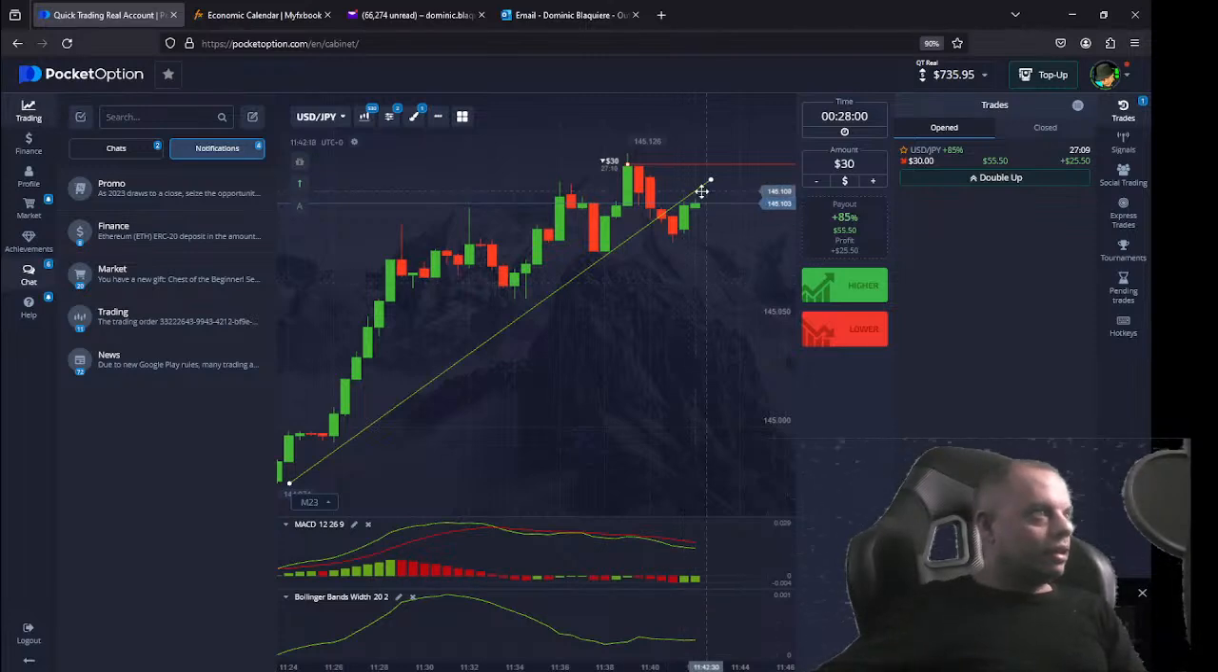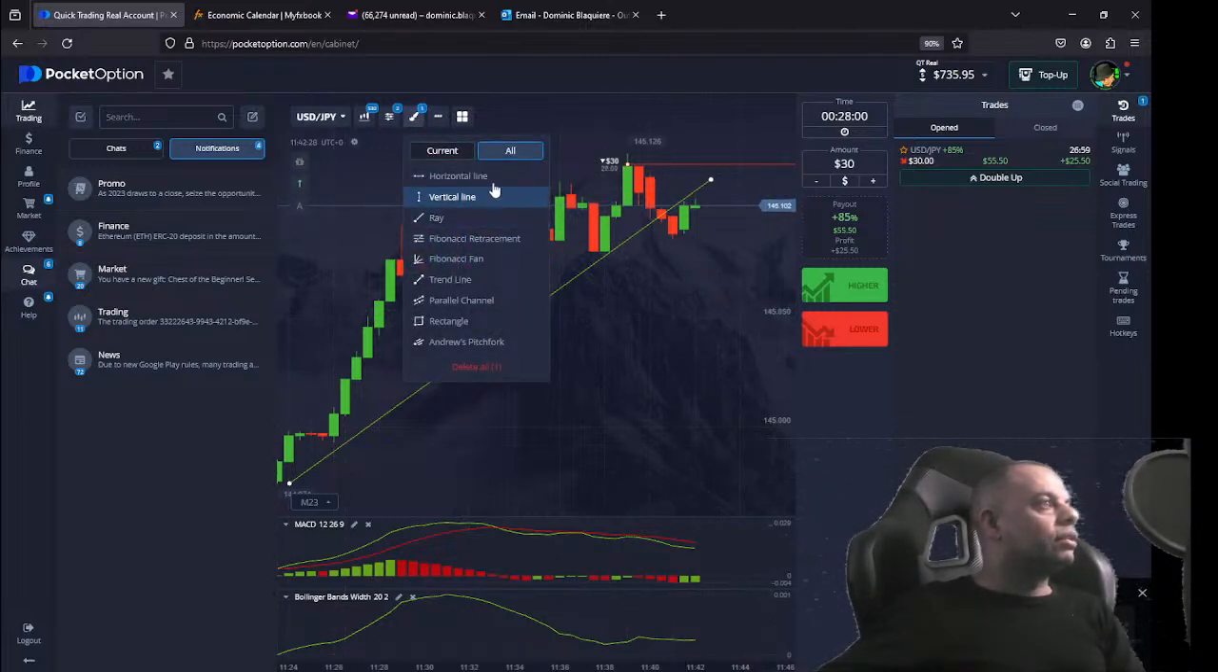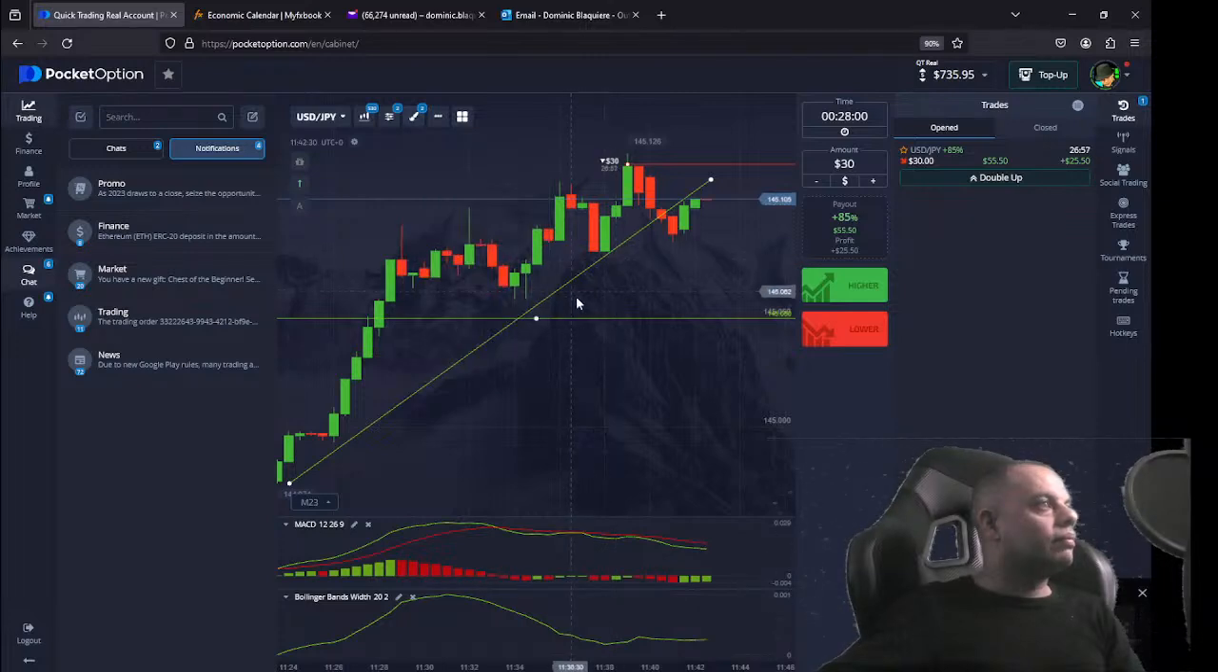So the only time I'm going to start going in with another trade in a moment is if it comes down to around about here. Let's see. Let's do a horizontal line here. There.